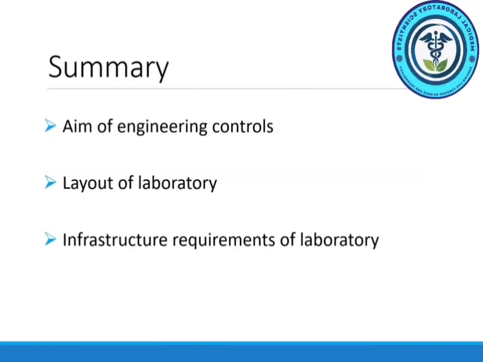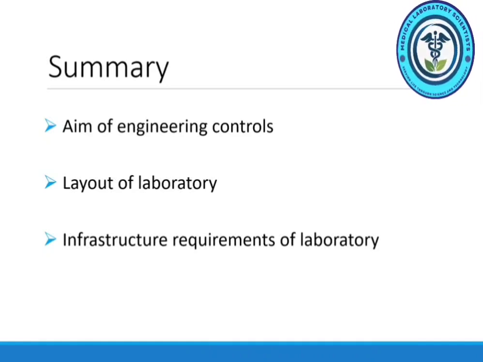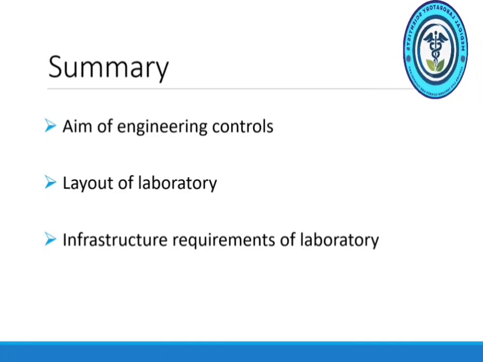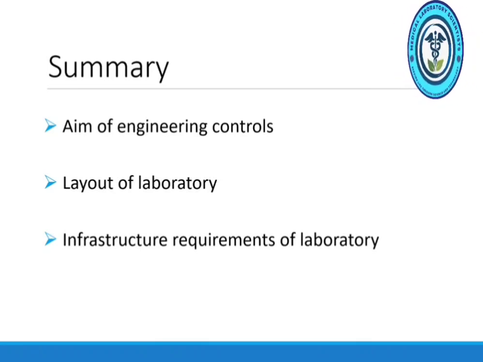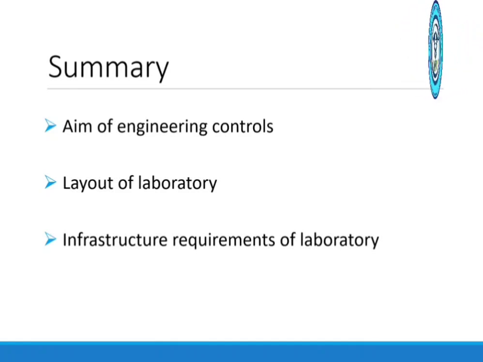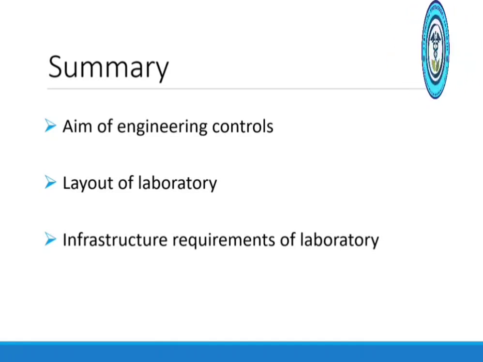To summarize, we looked at the aim of engineering controls, which is to provide a safe, accessible environment for laboratory personnel to conduct their work. We looked at the layout of a laboratory, which was divided into a specimen collection area, the main laboratory area, and general laboratory area, each of which was further broken down. The infrastructure requirements of the laboratory included water supply, power supply, ventilation, temperature control, noise control, workbenches, communication systems, signages, doors, and corridors.